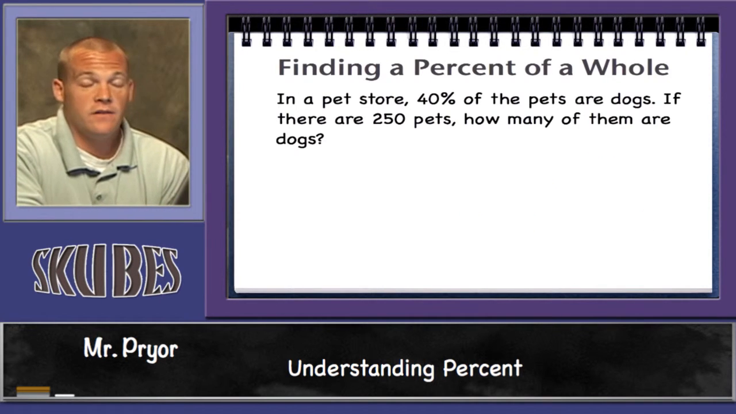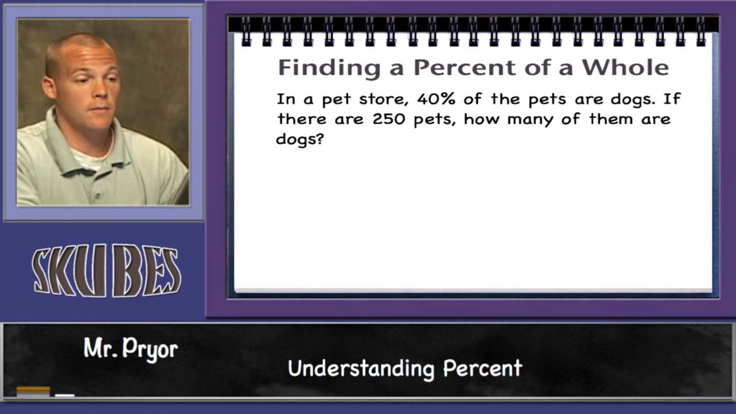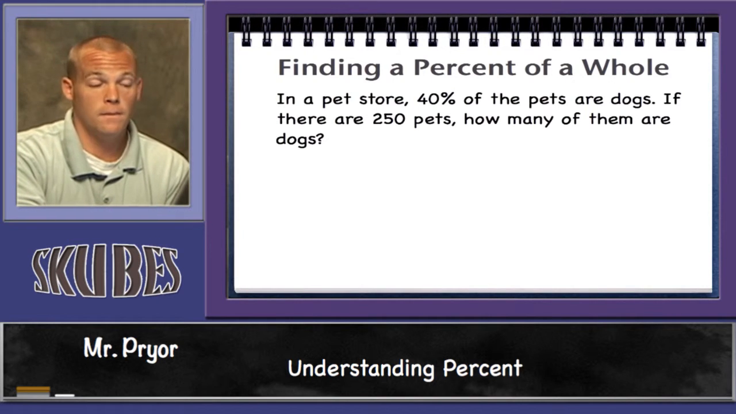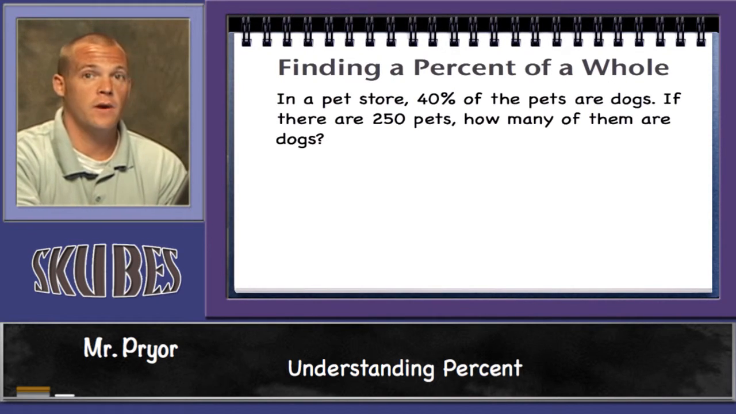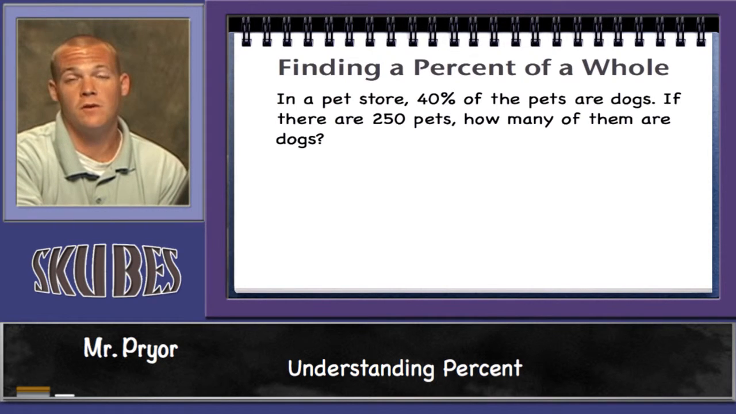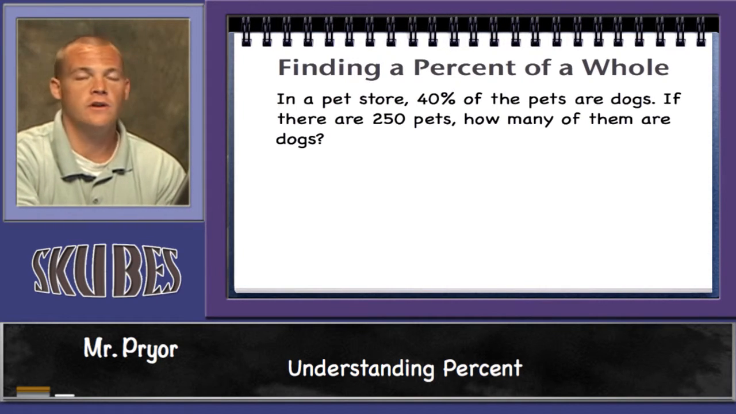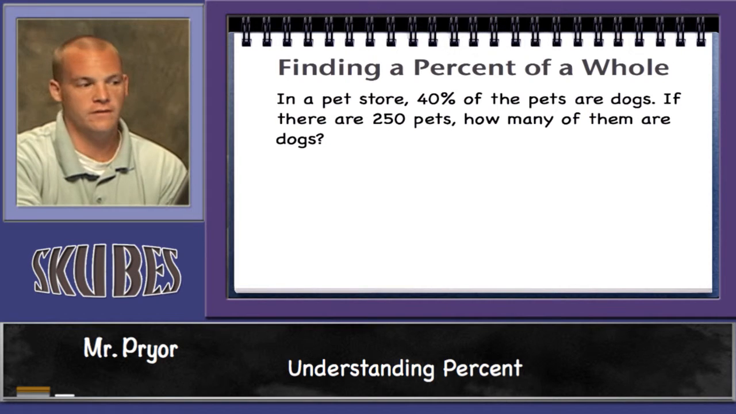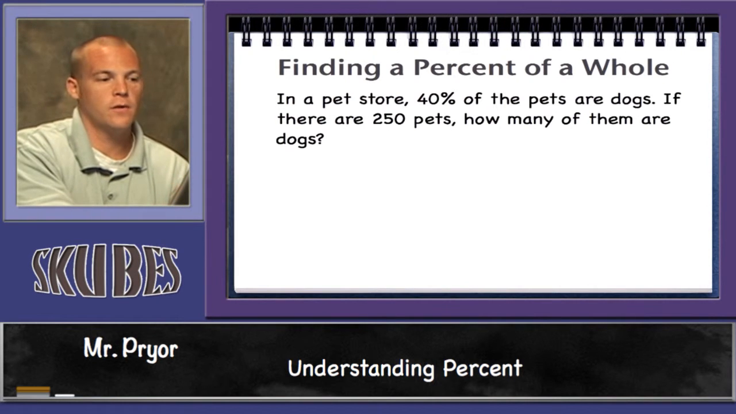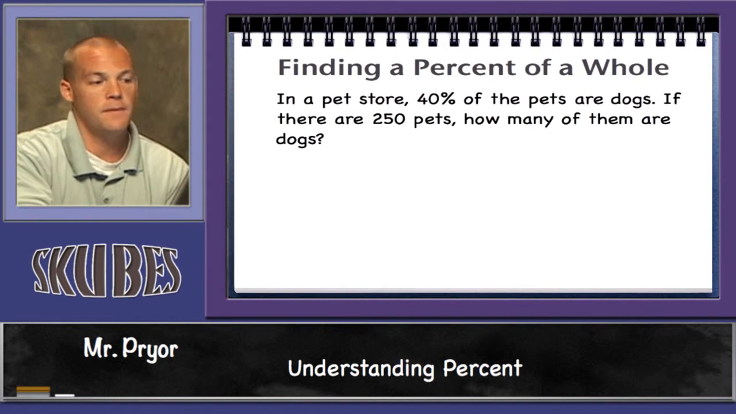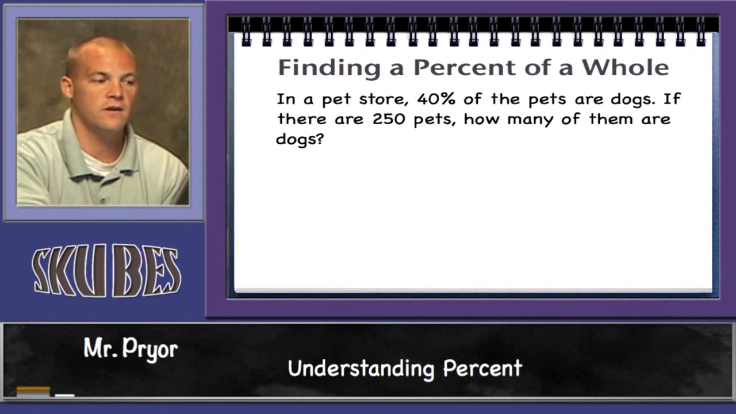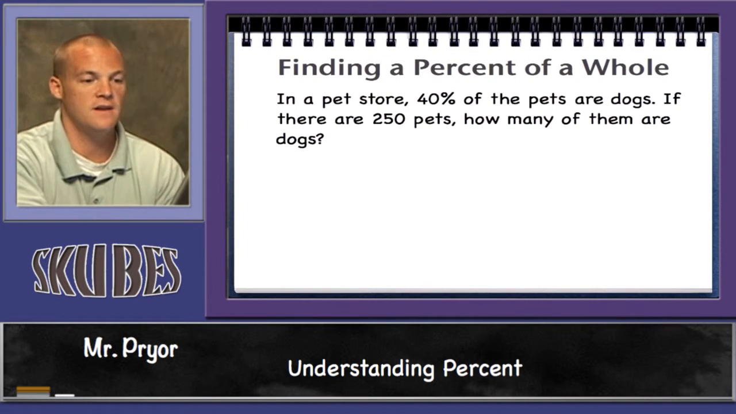All right, and then we would get into some word problems. And these word problems are for finding a percent of a whole. Again, a lot of these percentage problems can be solved with simple multiplication. However, you can also use what we call proportions. My suggestion for a problem like this, when you're looking in a pet store, 40% of the pets are dogs. If there are 250 pets, how many of them are dogs?